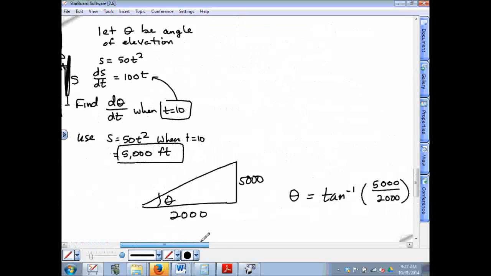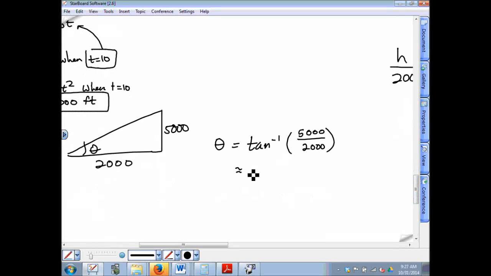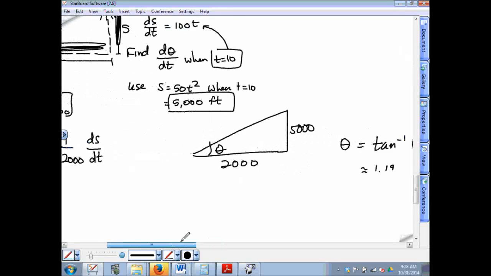Where are we? We're plugging in data because we found out that there's tension. This is going to be an approximation, not an exact answer. Let's do 3 decimals: 1.190. So 2 decimals is 1.19. All right, we'll just do 1.19. Okay then.